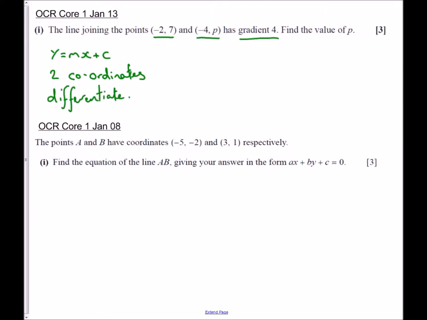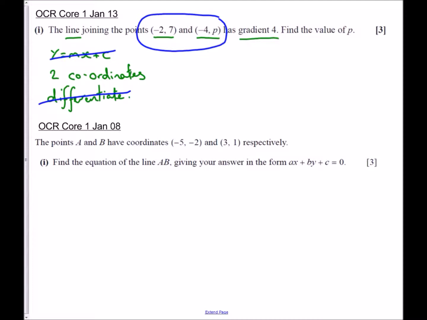Well, because it's a line and it's a straight line, it's not a curvy line, I can rule out differentiating. And I'm not given the equation of a line, so I can't rearrange it into the form y equals mx plus c. So that leaves me with using two coordinates, just as we've been looking at. And you can see I have my two coordinates, so it's looking good.